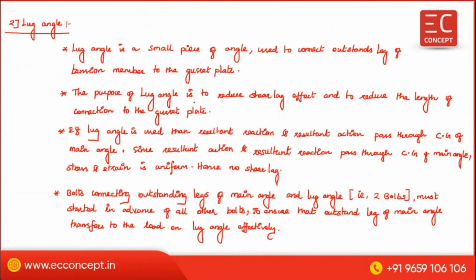The purpose of the lug angle is to reduce the shear lag effect and to reduce the length of the connection to the gusset plate. For this purpose only we are using the lug angle. If you use the lug angle, then the resultant reaction and action pass through the CG of the main angle. Once it passes through the CG of the main angle, there is no non-uniform strain. Since the resultant action and reaction pass through the CG of the main angle, stress versus strain is uniform, hence no shear lag.